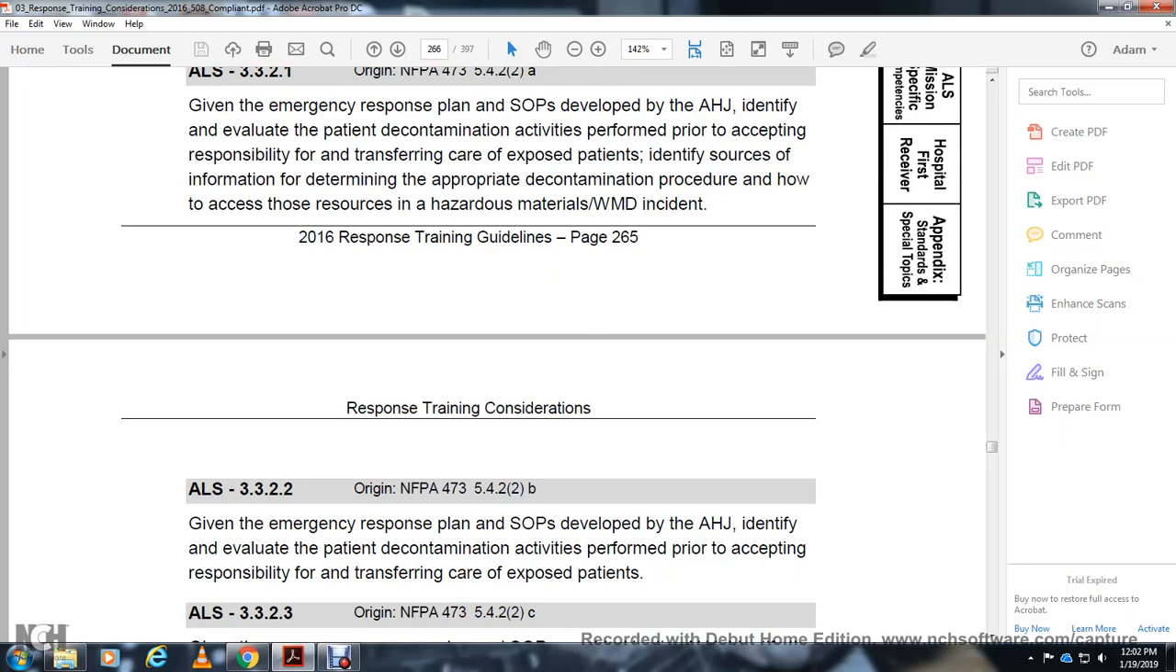Given the emergency response plan and the standard operating procedure, the authority having jurisdiction shall evaluate the patient decontamination activity performed prior to accepting the responsibility of transferring the care of the exposed patient.